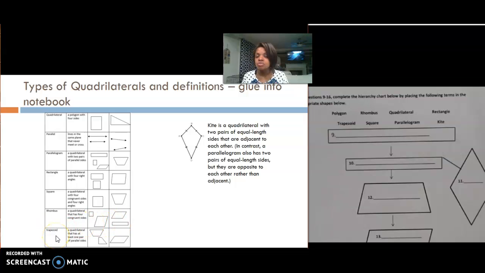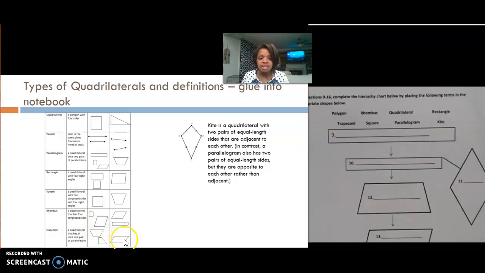And then the last one is a trapezoid. A trapezoid is a quadrilateral that has at least 1 set of parallel sides. So it has to have at least 1 set of parallel sides. So these are examples of a trapezoid.